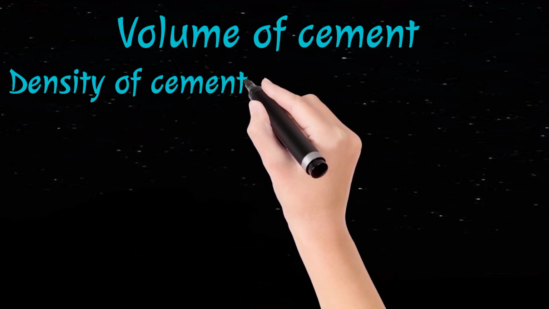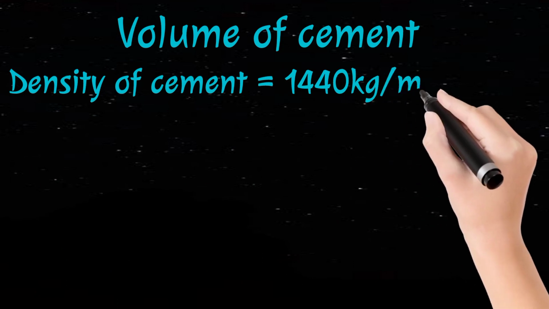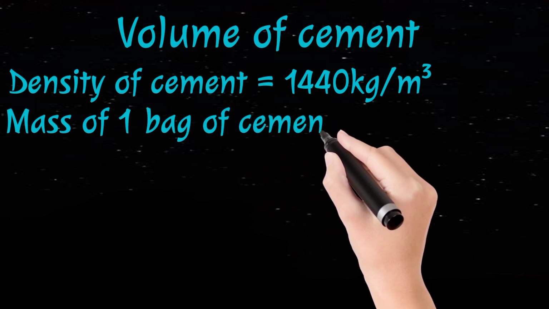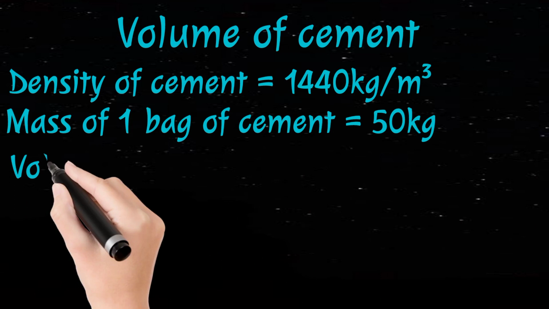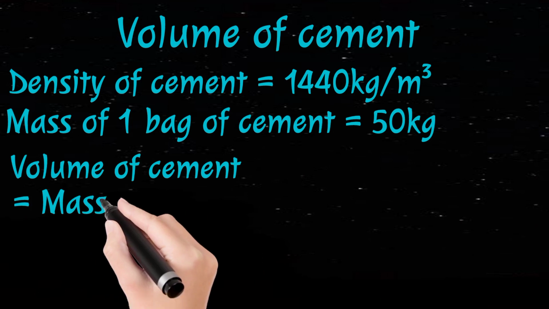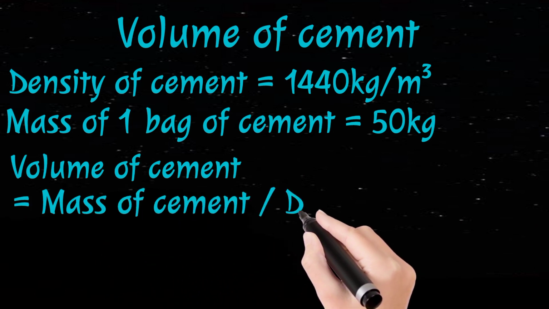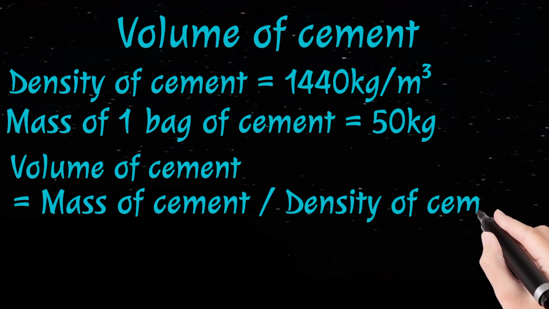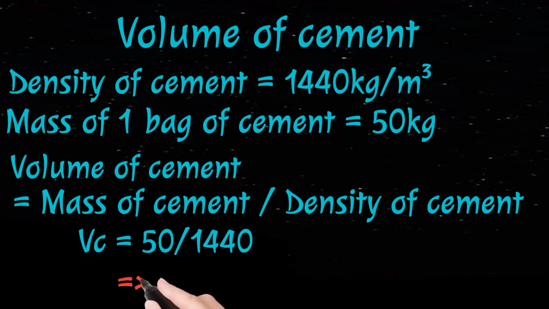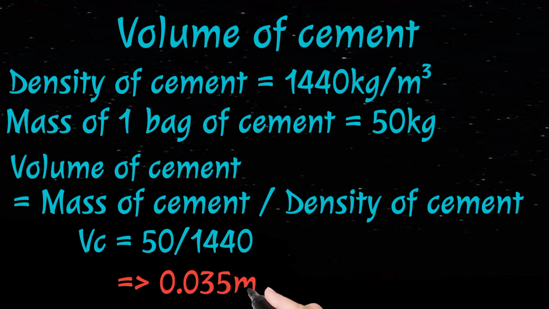We'll start with cement. We know cement has a density of 1,440 kg per meter cube. The mass of 1 bag of cement is 50 kg. Cement is usually bagged in 50 kilograms for smaller quantities, while for bigger quantities you have it as tonnage, 1 ton. From our formula, density is equal to mass over volume, so using volume as the subject, we have mass divided by density of cement. Dividing 50 by 1,440, we have 0.035 cubic meter as the volume of cement.